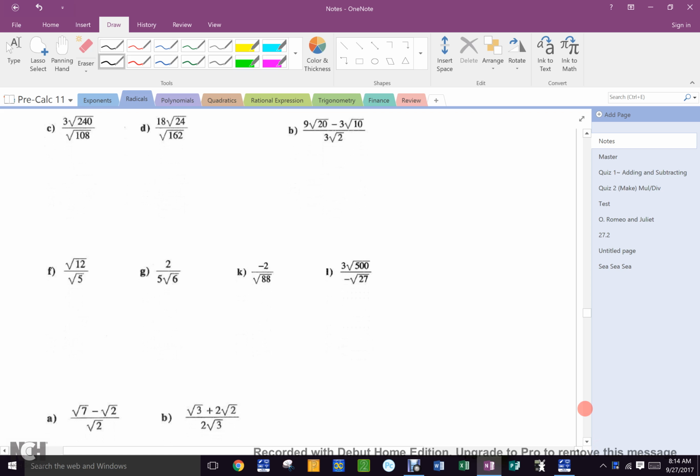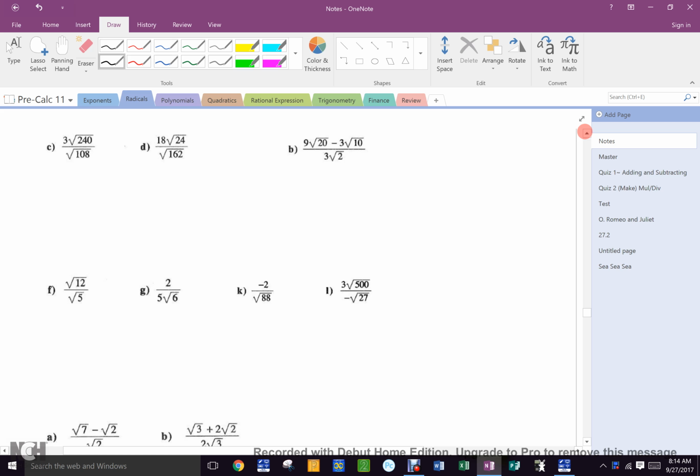Page 41, apparently. Is that right? No, that's not right. No, that's not right. I don't actually have that one done, so I actually have to do it.